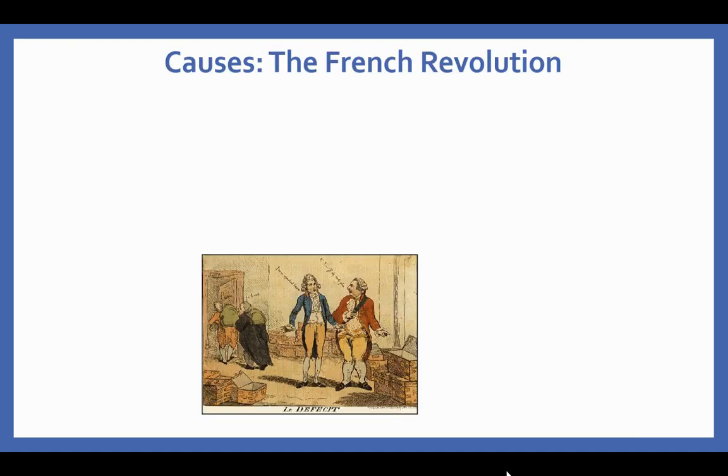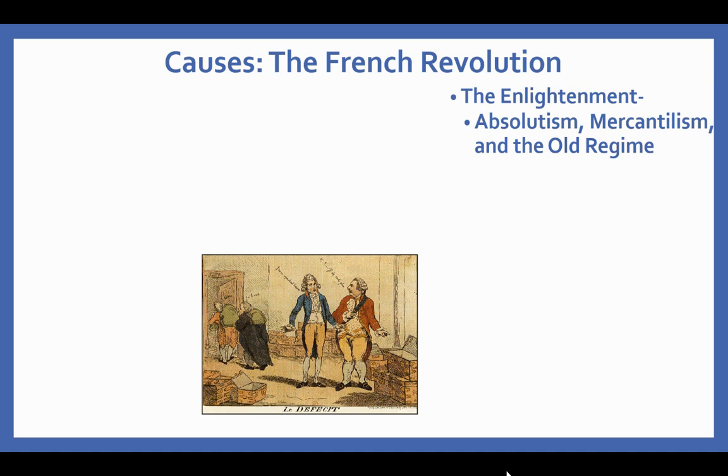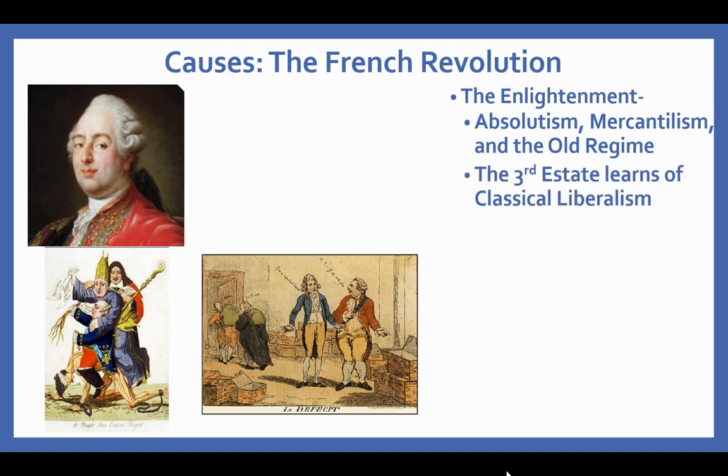So let's kind of walk through this again. Causes. We begin with the Enlightenment causes, attacking absolutism, and not just the fact that it really didn't represent the people, but also the government sucked. Mercantilism, which had caused the debt in the first place, and the unfair social structure called the old regime. Also, the Third Estate really embraced classical liberalism. As you remember from chapter 5.1, that's the ideas of Locke and everybody combined.